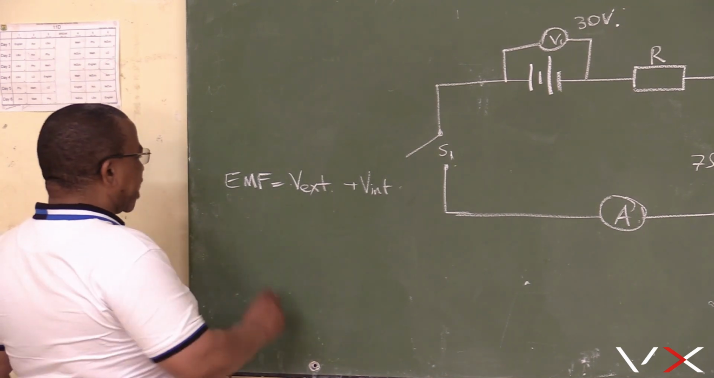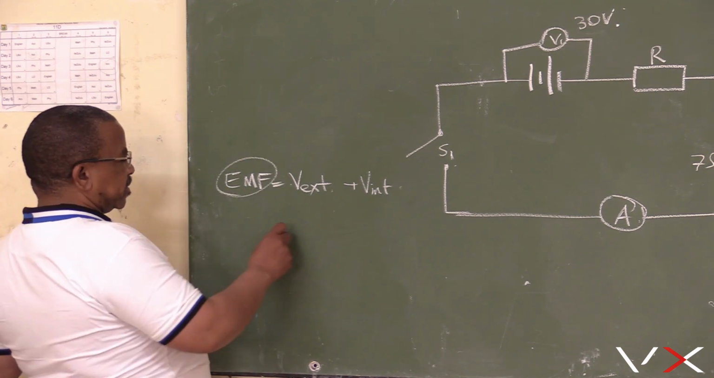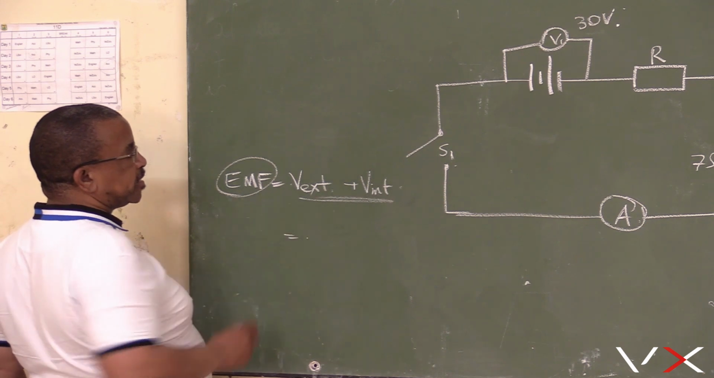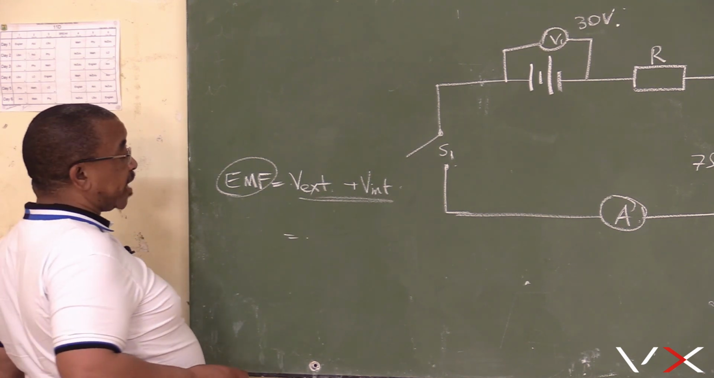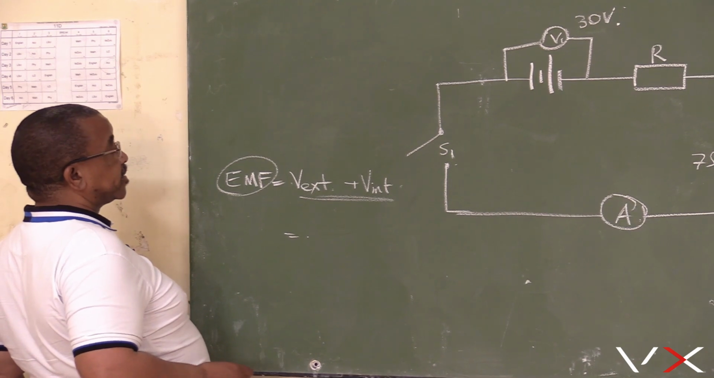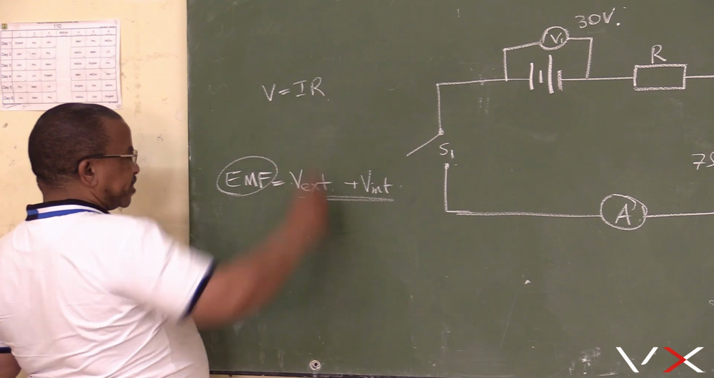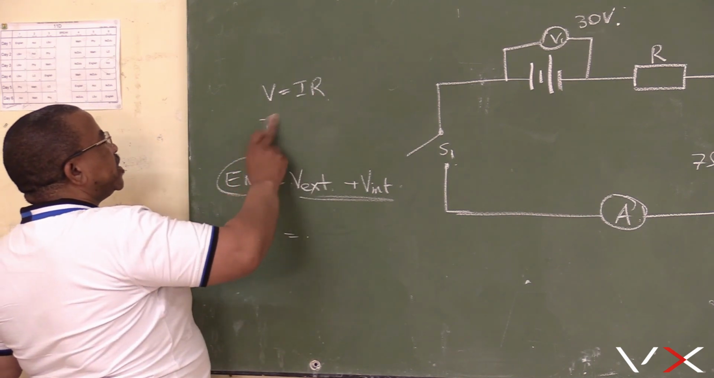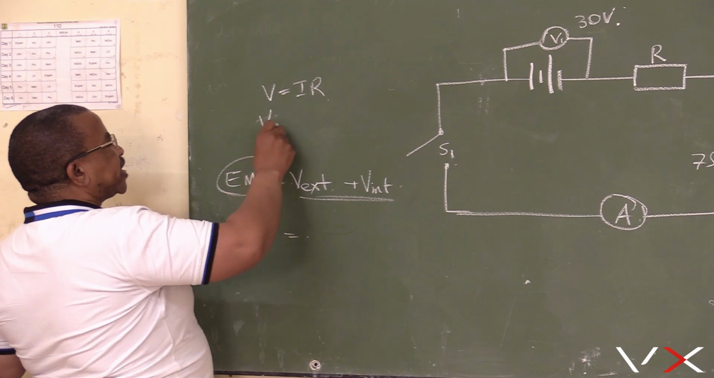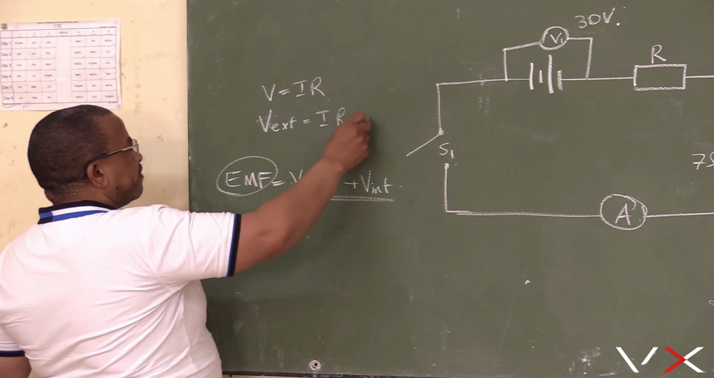Now sesingathi i-EMF singayi labo internal ne external singaba expressa in terms of current and resistance. Siyazi ukuthi V it's IR. So ngamanye amazwi V external it's I times R external.